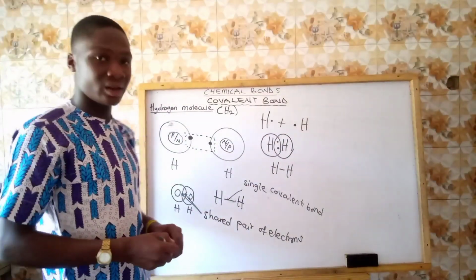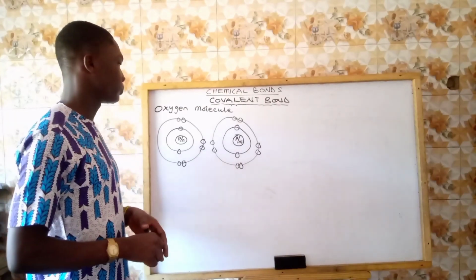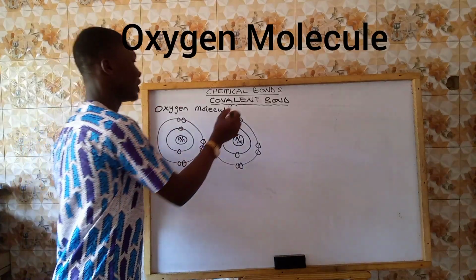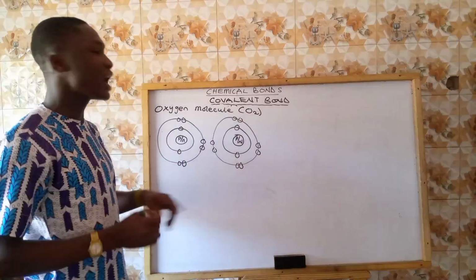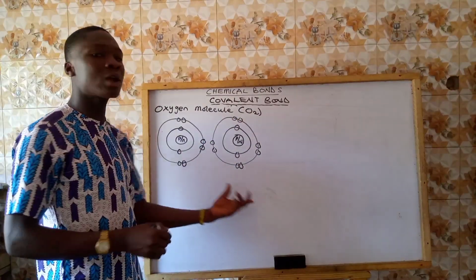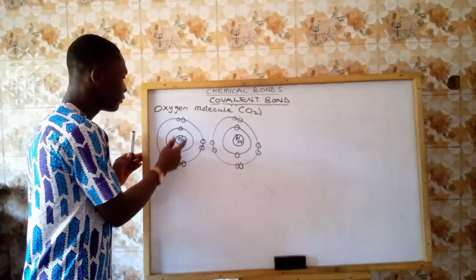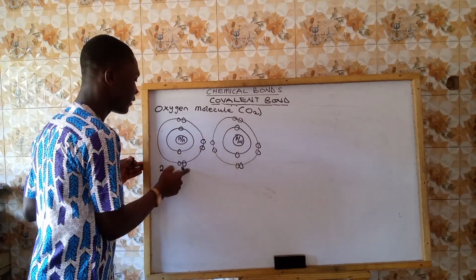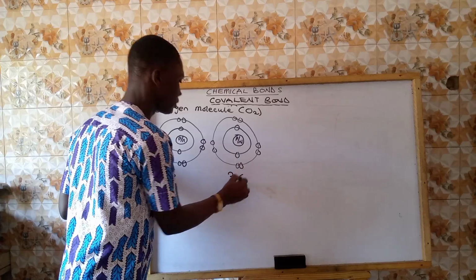Let's check another example. We have the oxygen molecule. So the symbol is O2. Note that we have 2 atoms of oxygen. So these are the diagrams of oxygen. Let's draw the configuration. We have 2 here, and you have 1, 2, 3, 4, 5, 6 in the second shell, 6 electrons. The same thing applies to this.